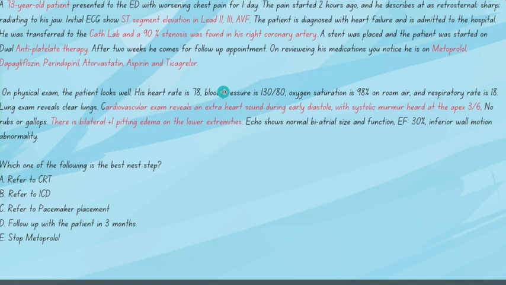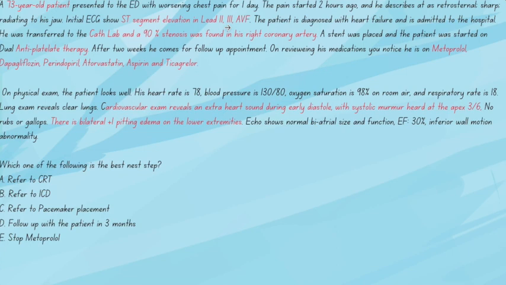So this guy is coming with chest pain. Okay, he has an ST segment elevation in leads 2, 3, and aVF. Let's do some teaching here. ST segment elevation in 2, 3, aVF is the territory of the right coronary artery, and that's what they found.